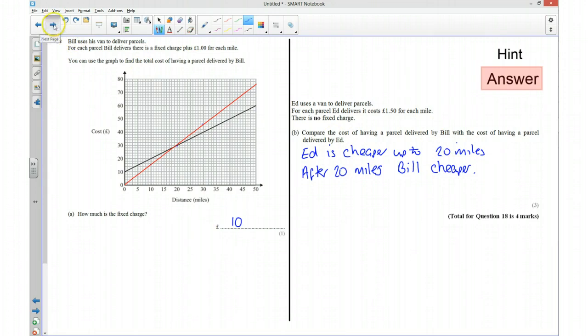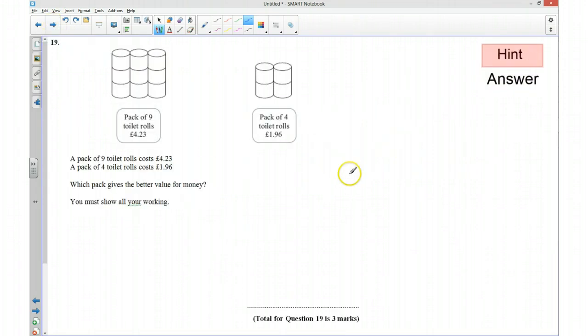Okay, question 19. We've got a pack of 9 toilet rolls costs £4.23, and a pack of 4 toilet rolls costs £1.96. We need to decide which pack gives the better value for money, and we need to show all of our working out.